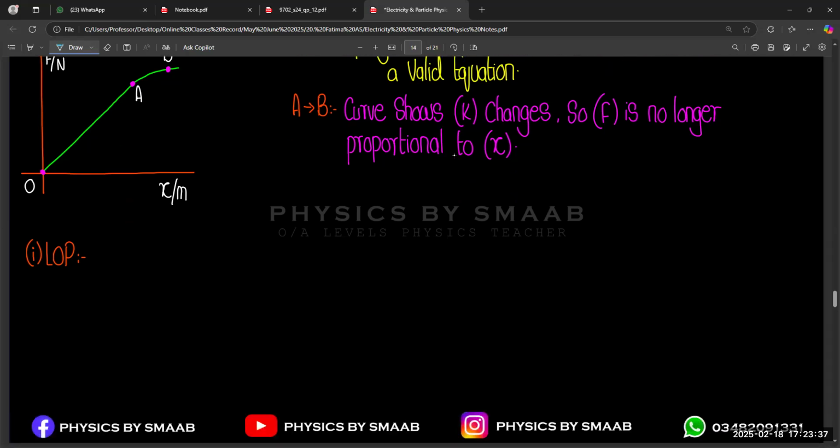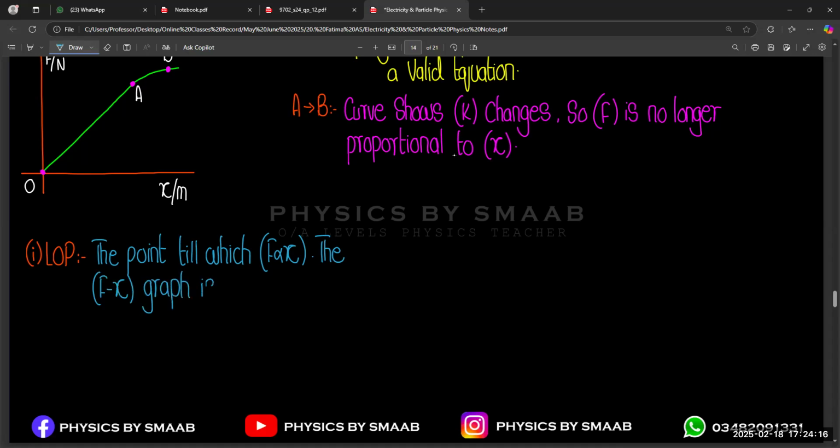So limit of proportionality means the point till which F is directly proportional to x and the F-x graph is a straight line.